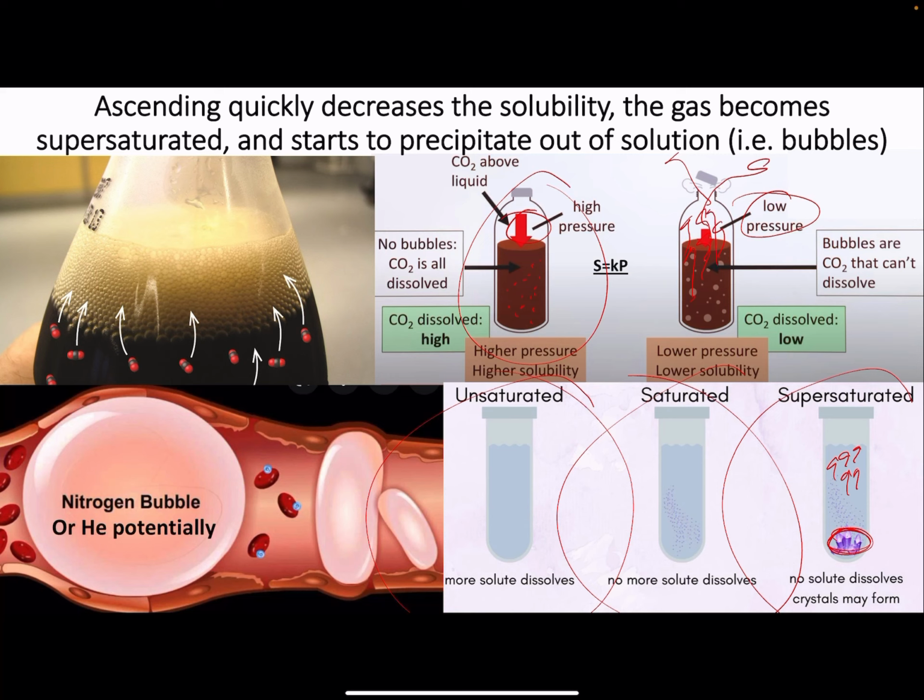You get these large bubbles seen here, and the same thing happens in your blood. You will get nitrogen bubbles. Could be a helium bubble as well.